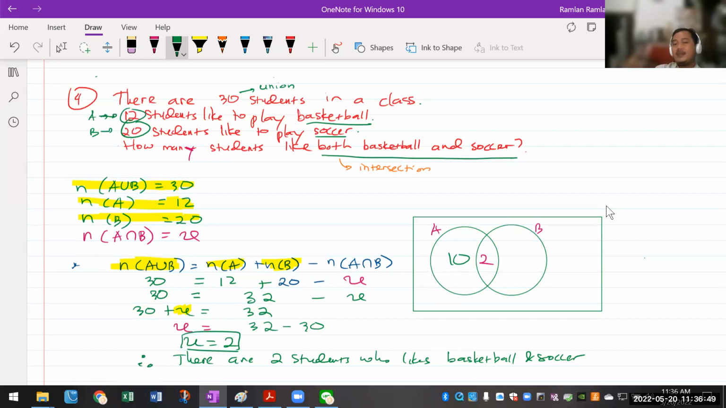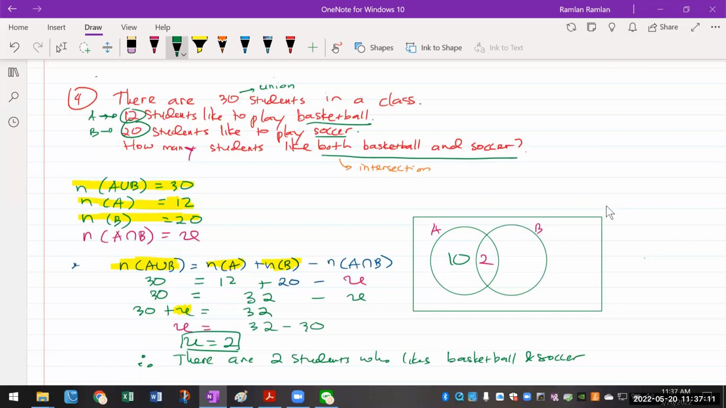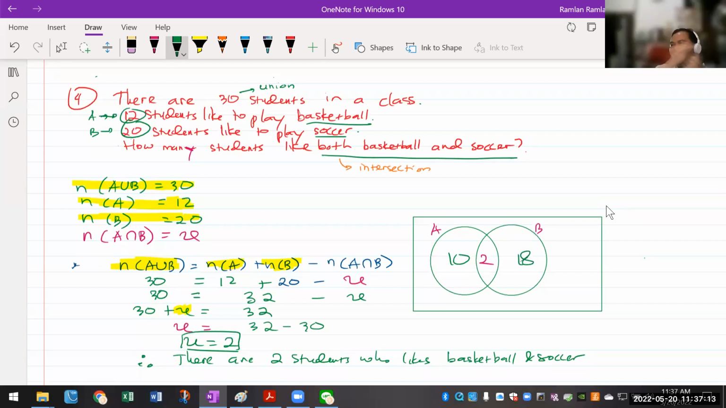Oke, pertanyaan yang sama. How many students who like only soccer? 12. 12 dari mana? Saya ulang ya. There are 20 students who like soccer and 2 of them also like basketball. So how many students who only like soccer? 18, Pak. 18 ya. Yeah, 18 ya. Okay, now we need to find out.